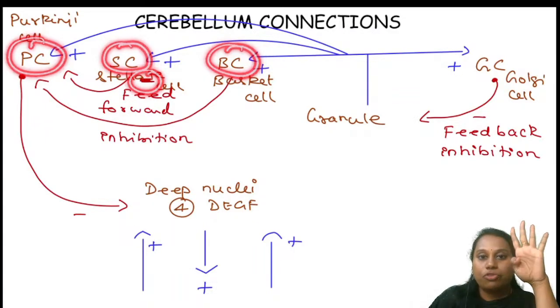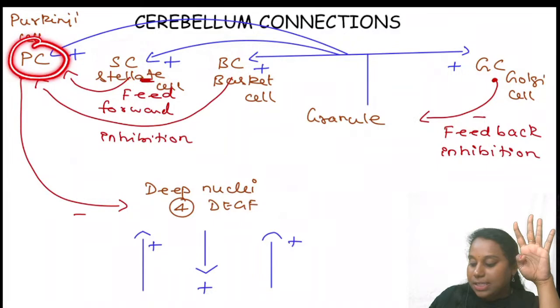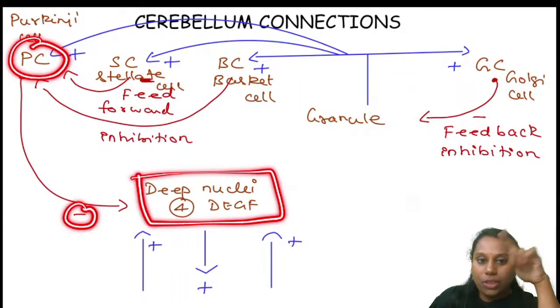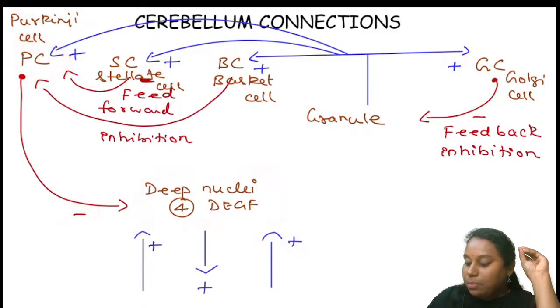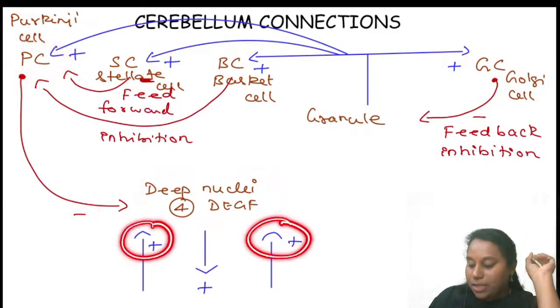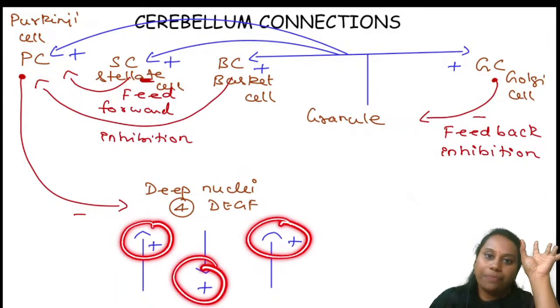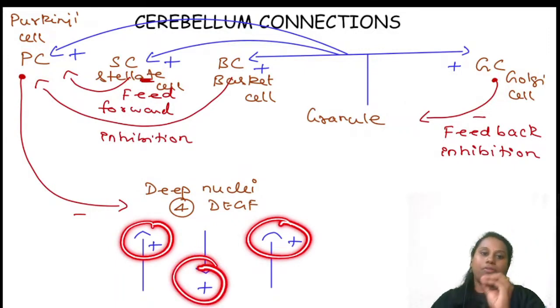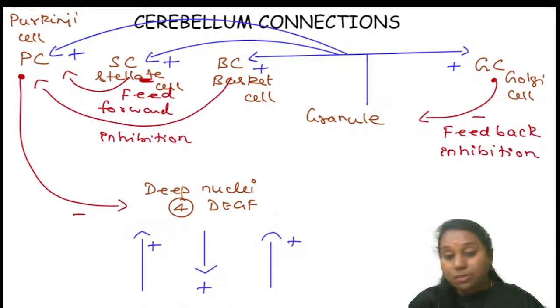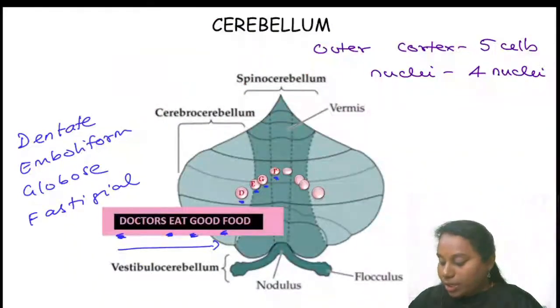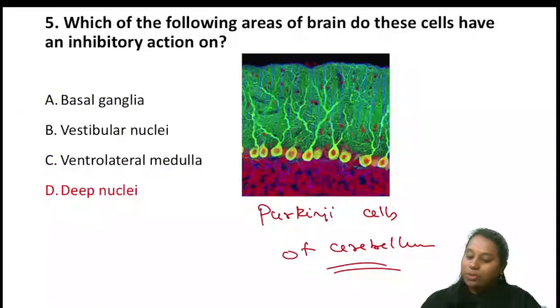Fourth point, Purkinje cell is the net inhibitory connection between all the cells in the cerebellum and the deep nucleus. Fifth point, the net inputs into the cerebellum are excitatory. The net output is also excitatory. These are all important points from cerebellar connections. If you have missed the points, you can go back and watch the video again and take down the points. Now back to the question.